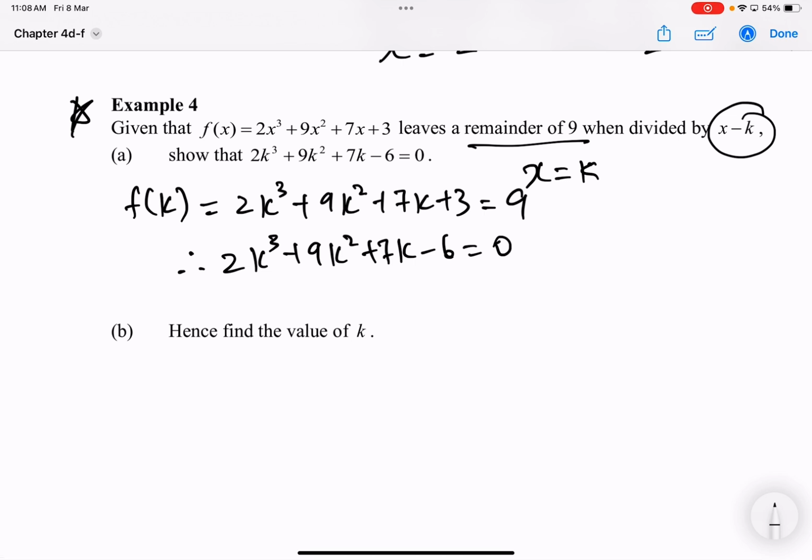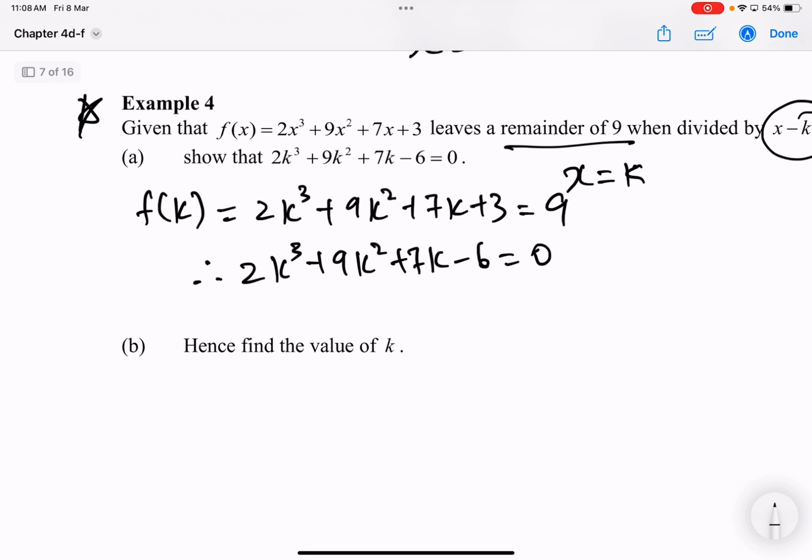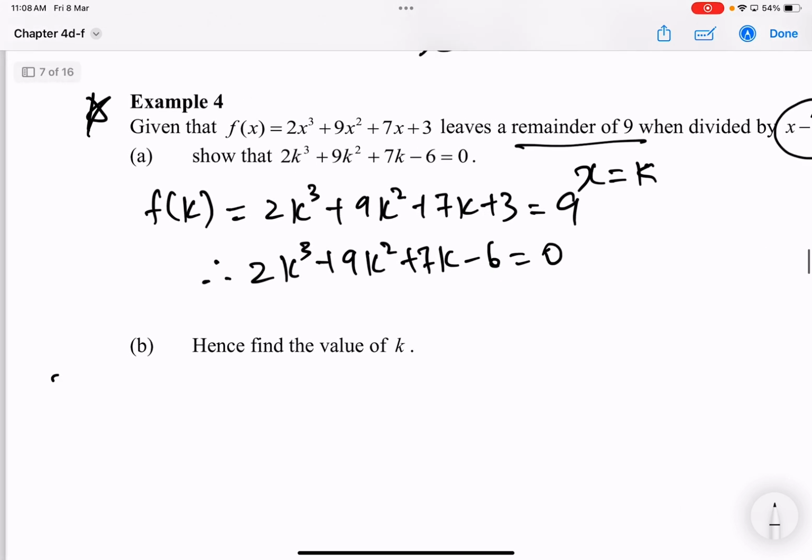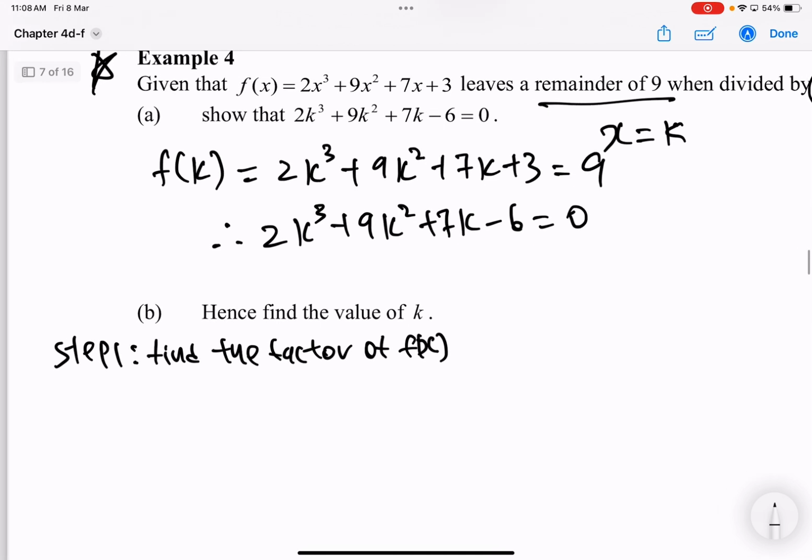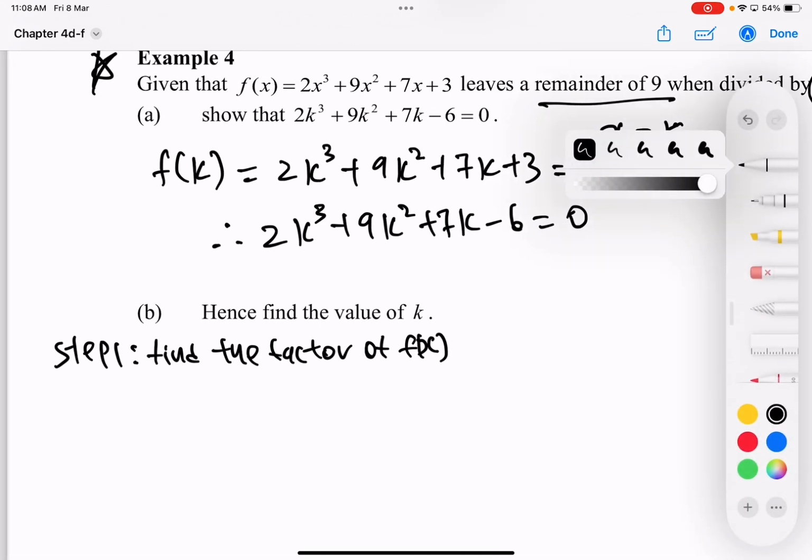So how do you guess and check? The first step, can you write down step 1? Step 1, find the factor of f(x). So that is our goal. We are going to try to find the factor of f(x). So what could the factor of f(x) be? I am going to try the following things. I'm going to write now.